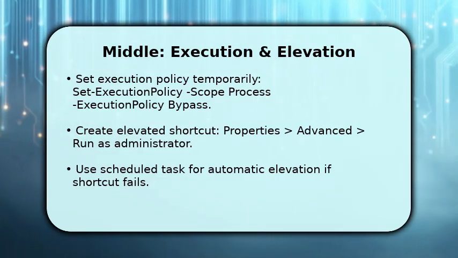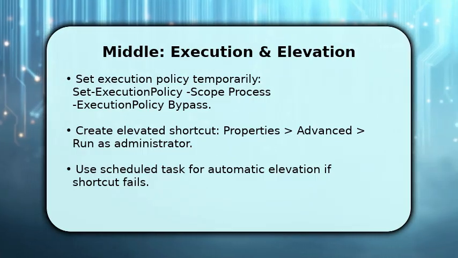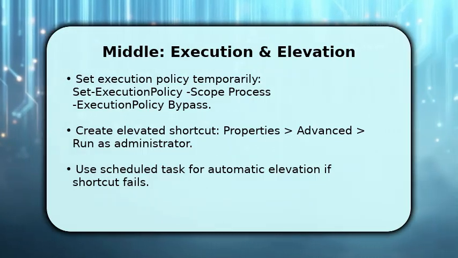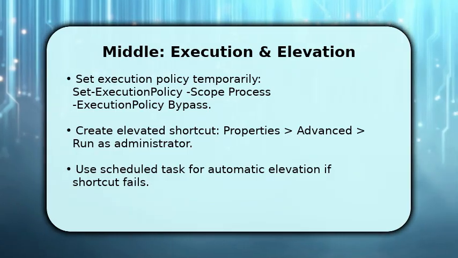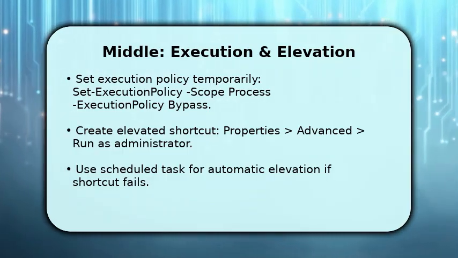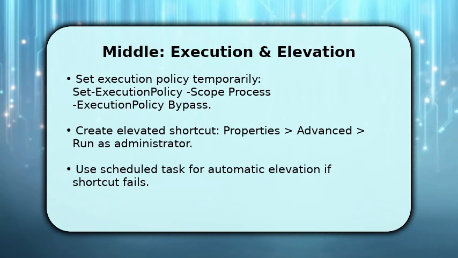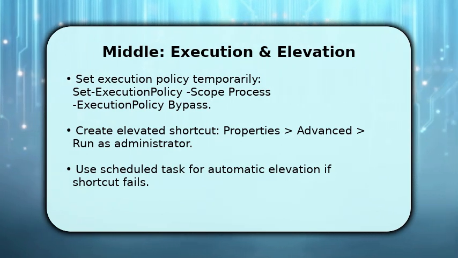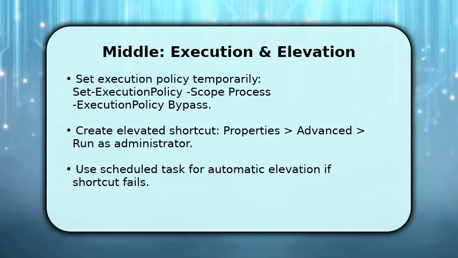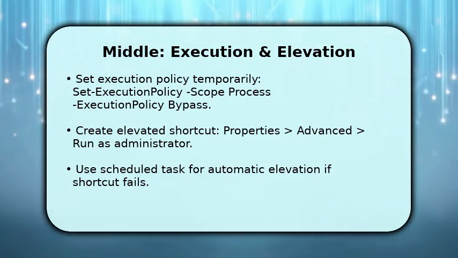To always start elevated, create a desktop shortcut, open Properties, Advanced, and check Run as Administrator. If right-click elevation is blocked by policy, create a scheduled task that runs at logon with highest privileges and point it to powershell.exe. Finish by confirming scripts and policies are not the root cause.